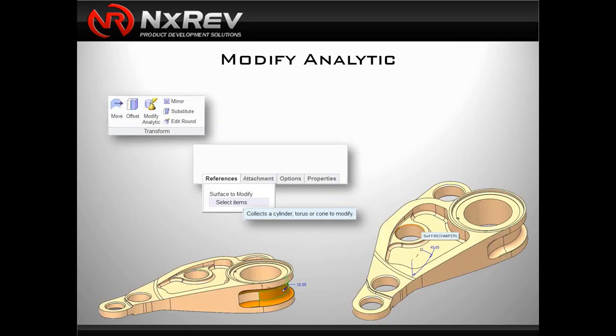We worked with Modify Analytic when we wanted to take an existing radius or an existing angle and change it numerically. In this case, we're starting off with a 25 unit radius here in this lower left part, and we're changing it to a different value. This is going to allow us to change it starting with an existing value and changing it to a new value.